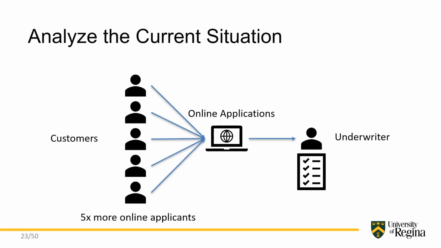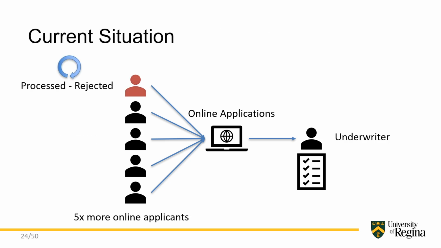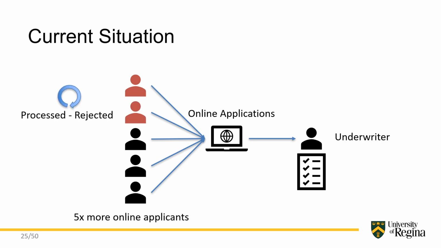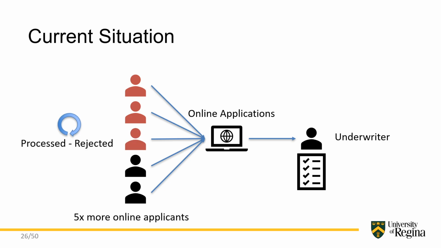So the problem that you have addressed is that the bank has so many different applications, and those applications are more than the amount that an underwriter could potentially screen in real time. When people send online applications, underwriters try to process them, but the problem is there are 5 times more online applicants than we have underwriters.